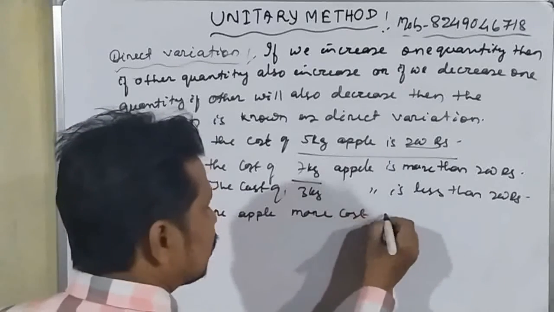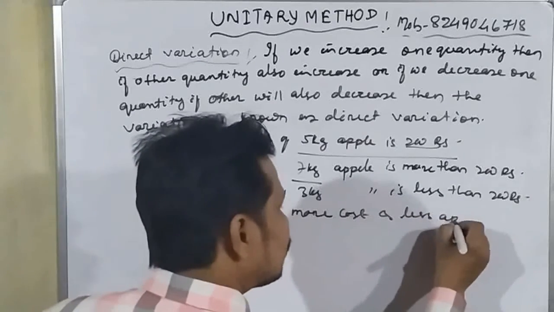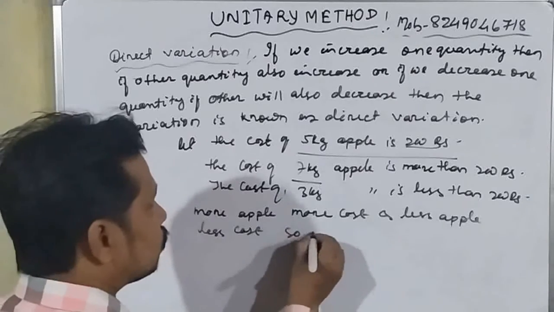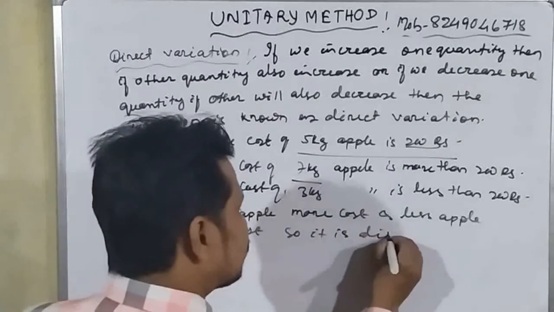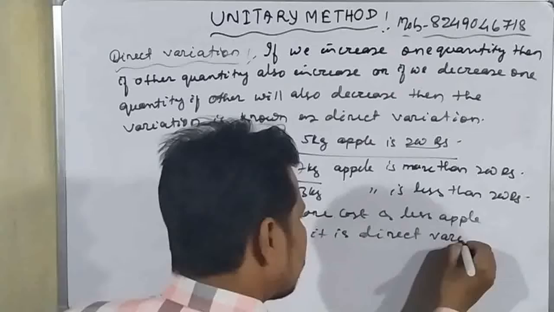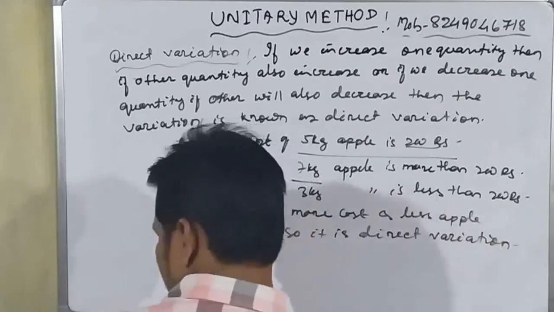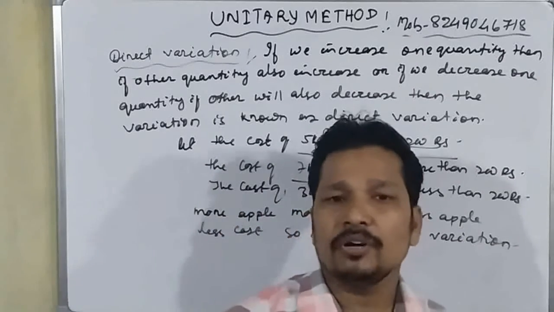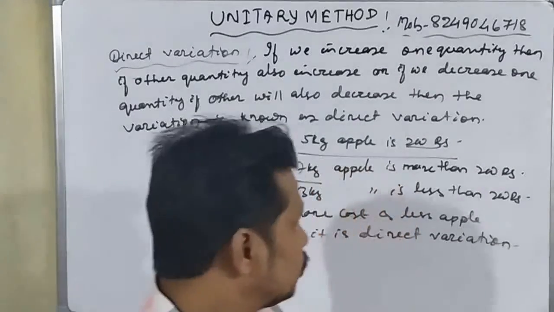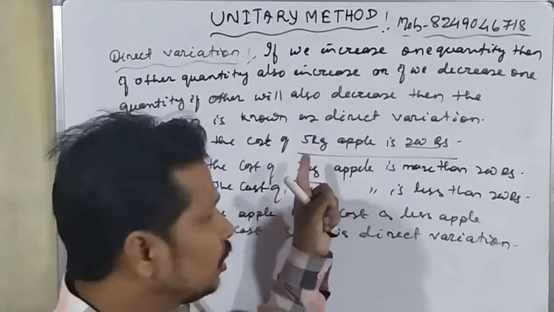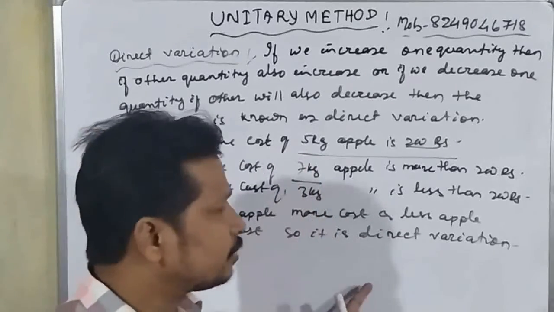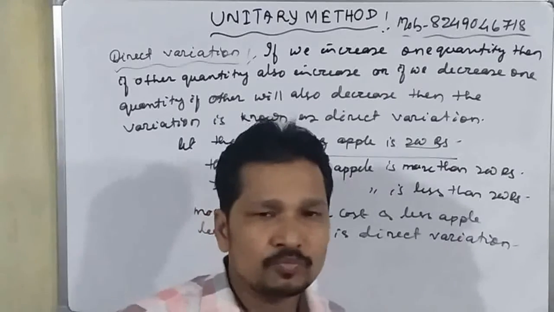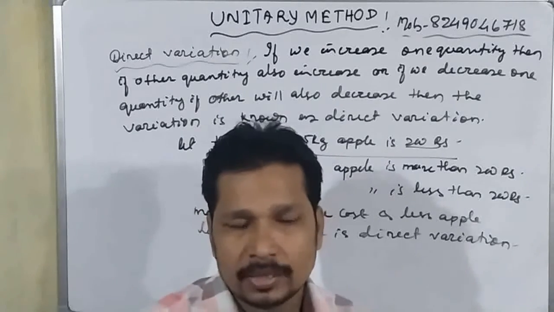More cost, and less apple, less cost. So it is direct variation. Okay student, so I hope you have understood the meaning of direct variations. So the cost and the volume, or we can say the weight and the cost, are direct variations.